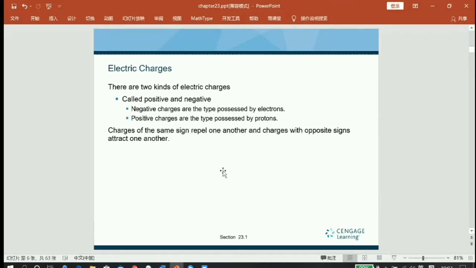Okay, so I believe everybody already knows there are two kinds of electric charges. One is called positive, and another one is called negative. The negative charges are the type possessed by electrons. Positive charges are the type possessed by protons. Charges of the same sign repel one another, and charges with opposite signs attract one another. So I assume you already know this concept through your high school study.